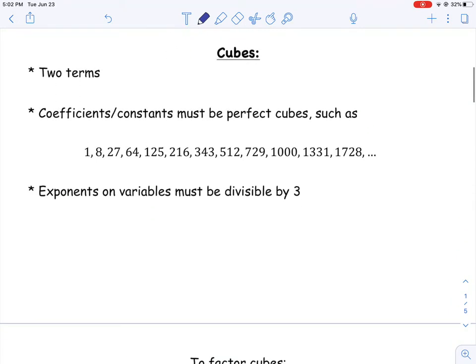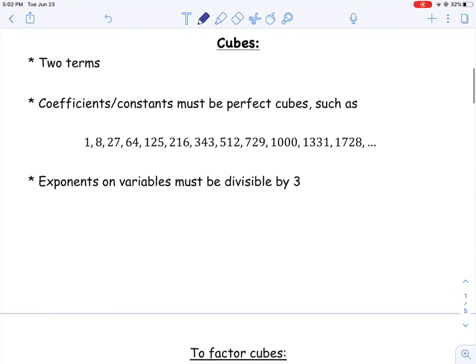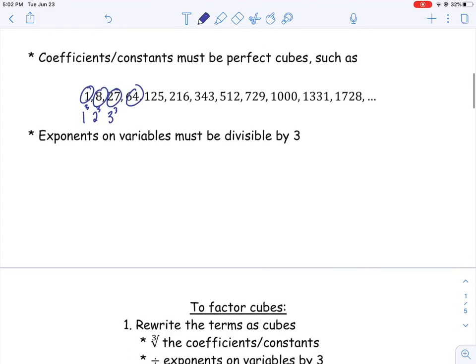So let's go ahead and talk about cubes. In order for it to be a sum or difference of cubes factoring, there has to be 2 terms. The coefficients or the numbers must be perfect cubes this time instead of squares like when we did difference of squares. For example, 1 cubed is 1, 2 cubed is 8, 3 cubed is 27, and so on. They have to be perfect cubes so that we can break them down with cubes. And then if there's any exponents on our variables, they need to be divisible by 3. Before, remember they were divided by 2, but for cubes they need to be divisible by 3.